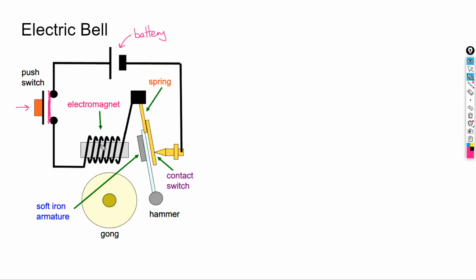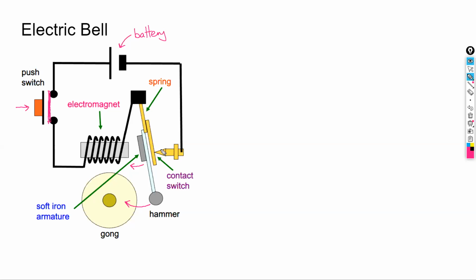Now, when the current starts to flow around this, it will change into an electromagnet. The current flows up here, down here. There's a contact in between here and here, and it goes back to this side. Because this is a piece of metal, and this is now a magnet, this will be attracted to this. Everybody agrees with that? That this piece of metal will now be attracted to the electromagnet because current is flowing. And of course, when it moves forward, it's going to hit the gong. That is what will make the bell sound, right?